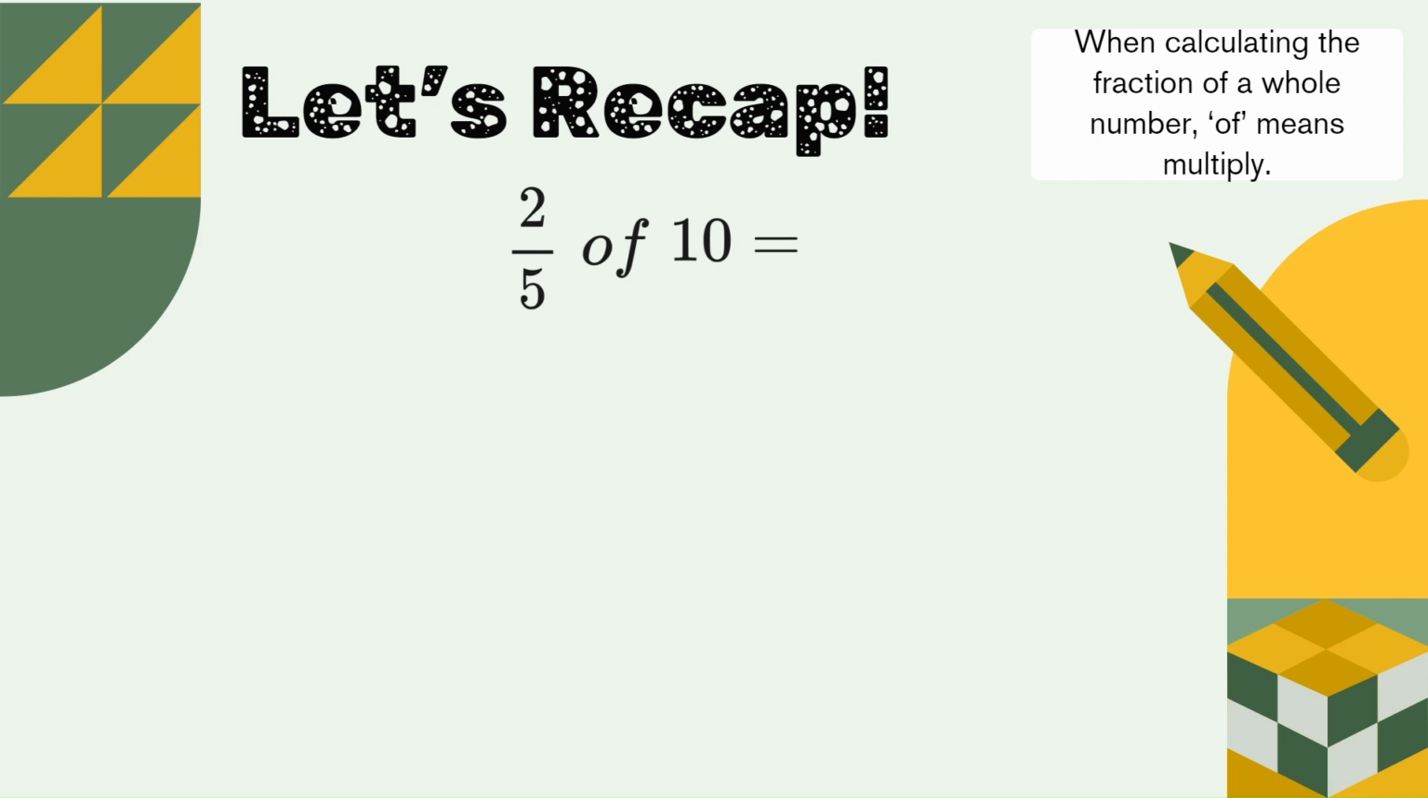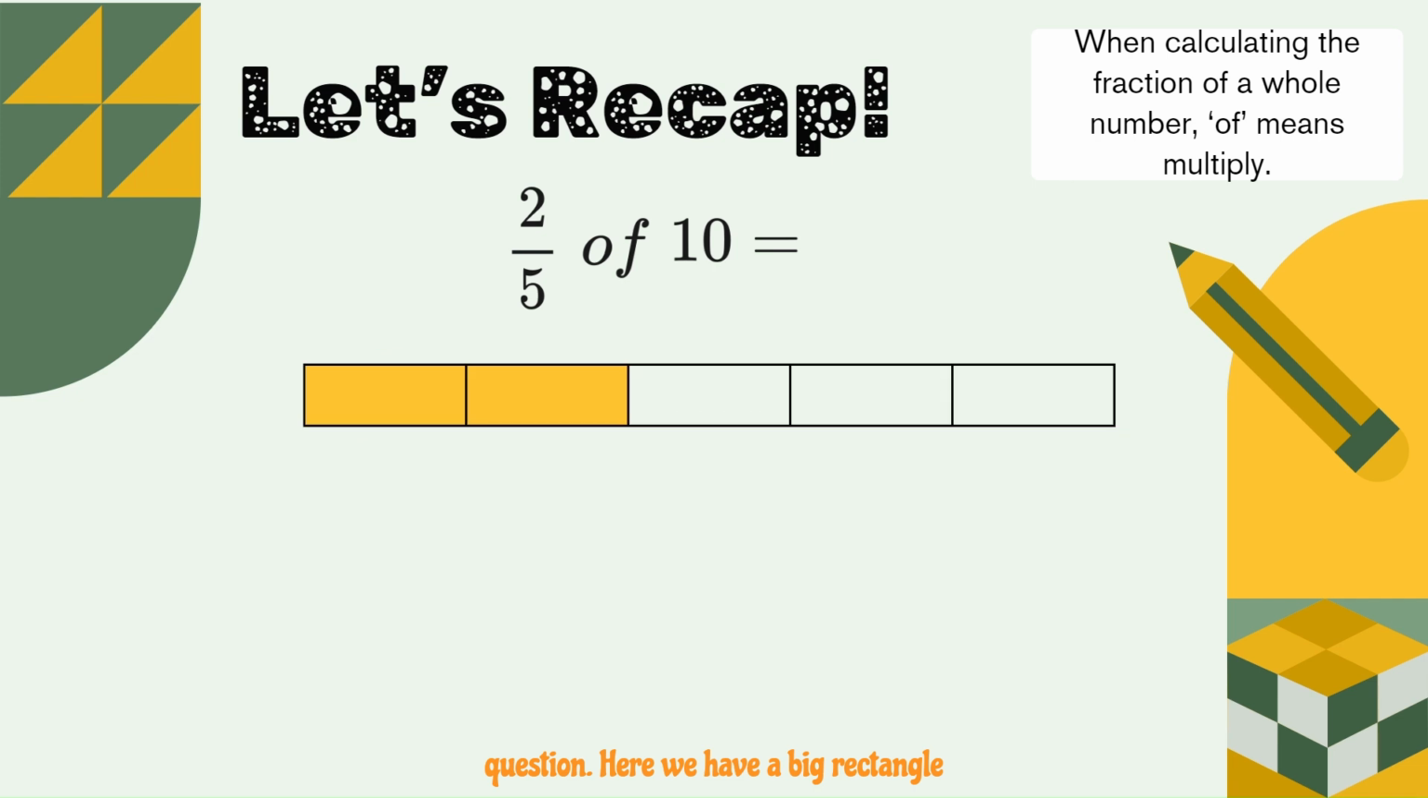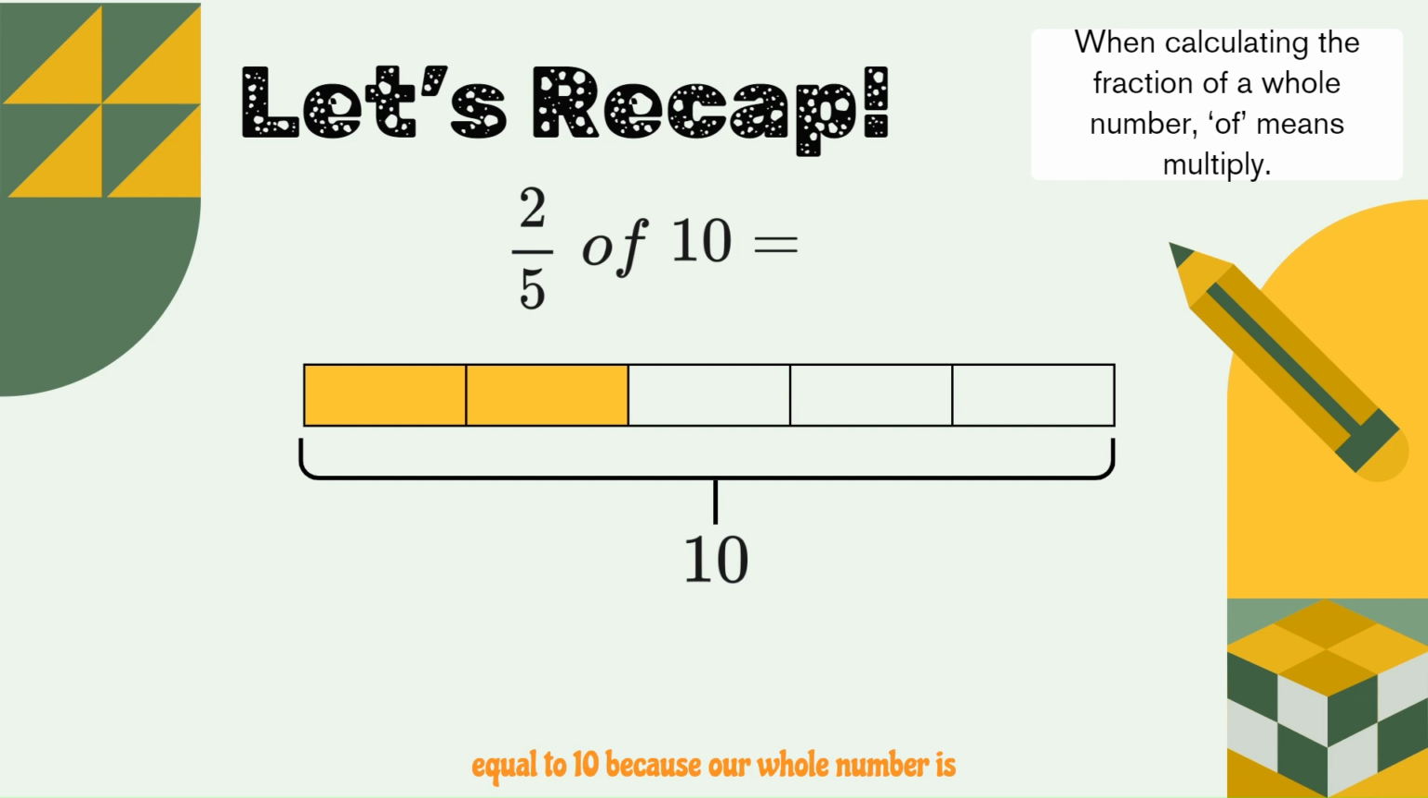Now we're going to use a visual diagram to understand this question. Here we have a big rectangle and we have divided it into 5 equal parts because the denominator is 5. Then we have shaded 2 of the parts because our numerator is 2. Now all of these 5 parts are going to equal 10 because our whole number is 10. Now we know that 5 small rectangles are equal to 10.